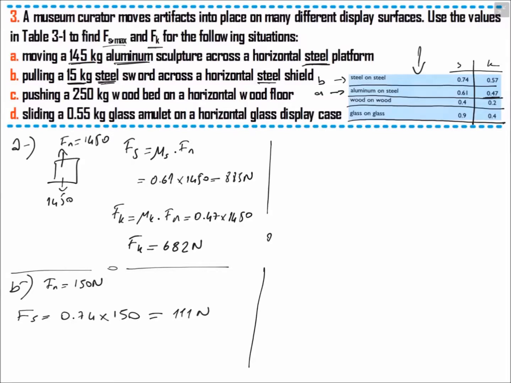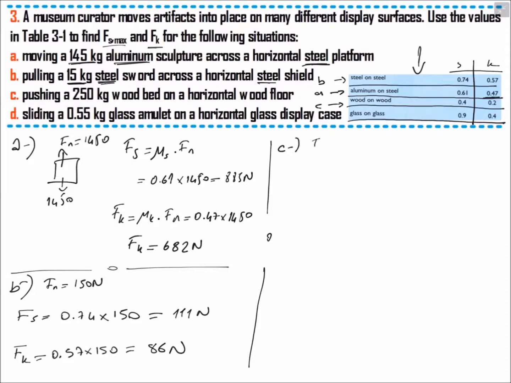111 Newton. And the Fk will be mu k times Fn again. And mu k for the steel on steel, 0.57 times 150, equals 86 Newton. And for the C, it says 250 kilogram wood on wood. So this is the C.